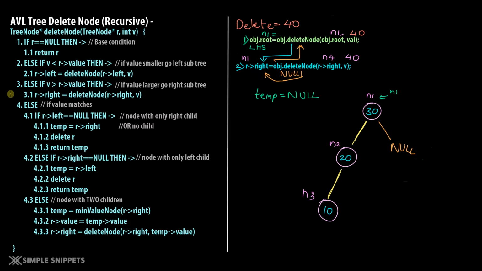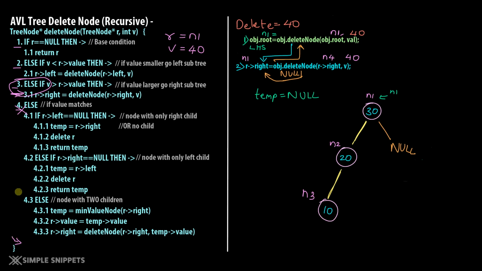We were over here, okay? The r was equal to n1 for the first delete node, and the v was equal to 40, correct? We've resumed from 3.1. So over here you can see this is an if, else if and else control statement. So if this else if was executed, then this else will not be executed. So after 3, you'll directly jump to step 5.